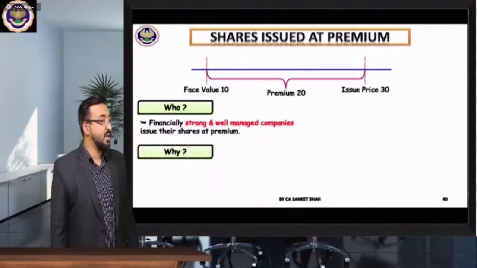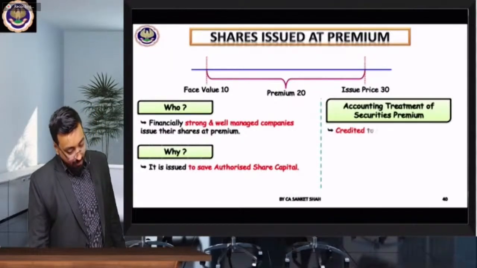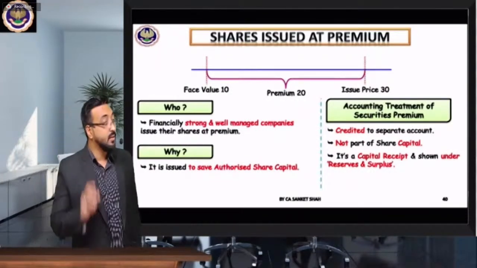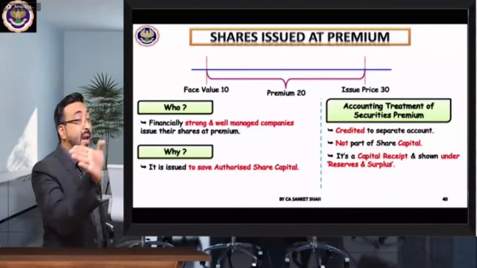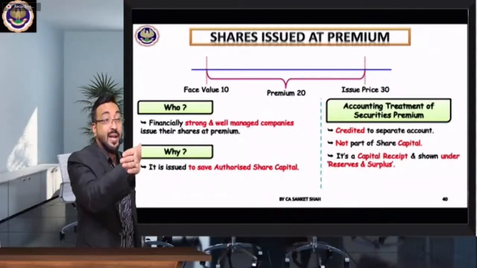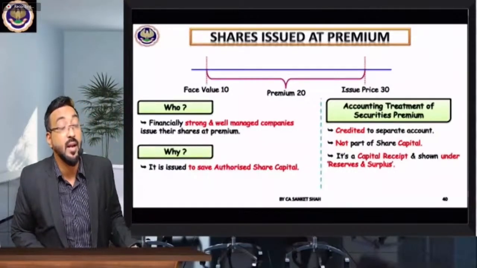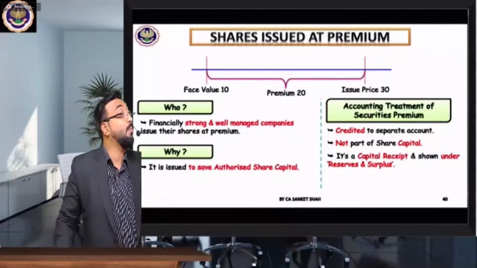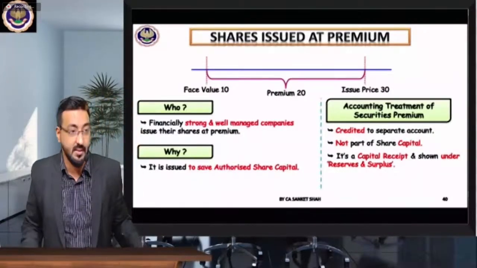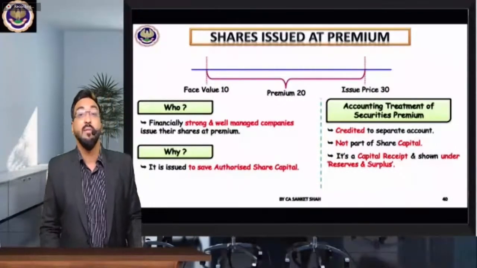A financially strong and well managed company can issue shares at a premium. Why? It is issued to save authorized capital. And where to show it, beta? Is it routed through P&L or directly recorded in the balance sheet? You will record it directly in the balance sheet, directly in reserves and surplus. It is not routed through P&L like sales and purchase. That's why it is called a capital receipt, because it is directly recorded under the head reserves and surplus.